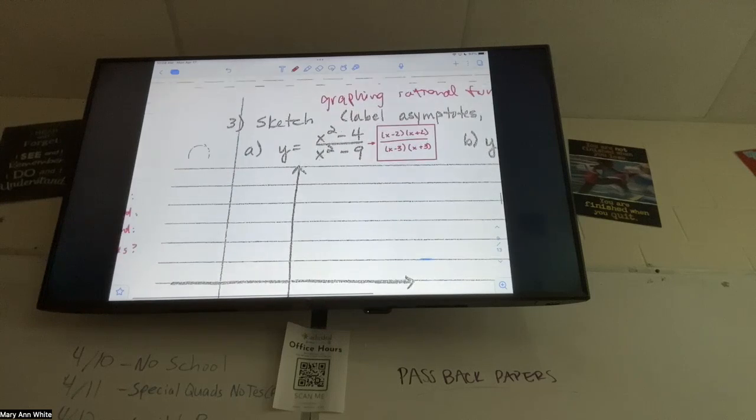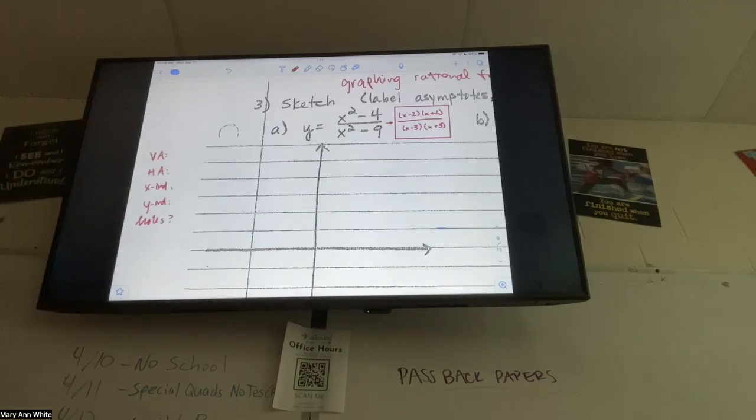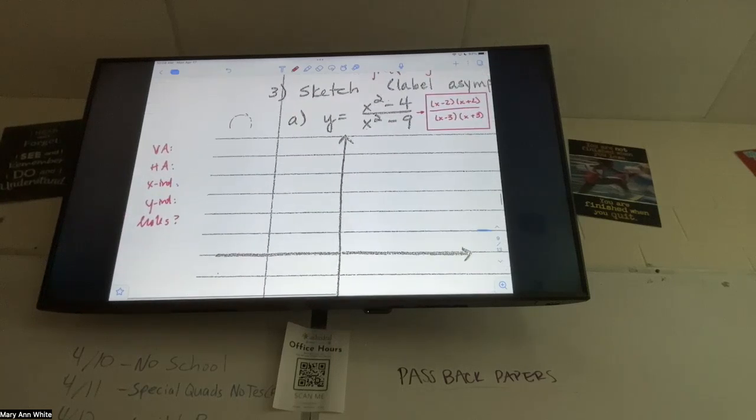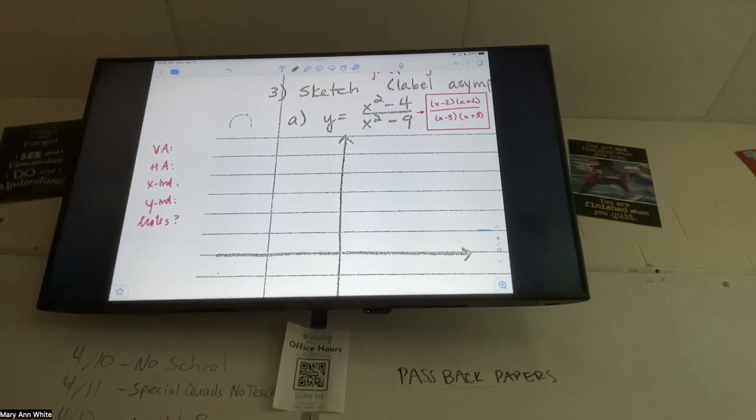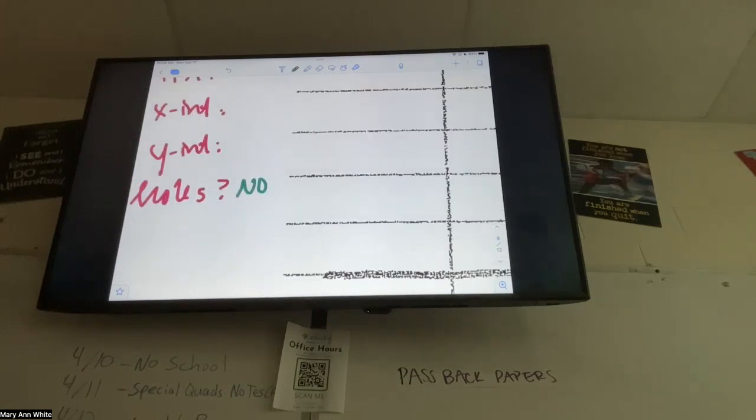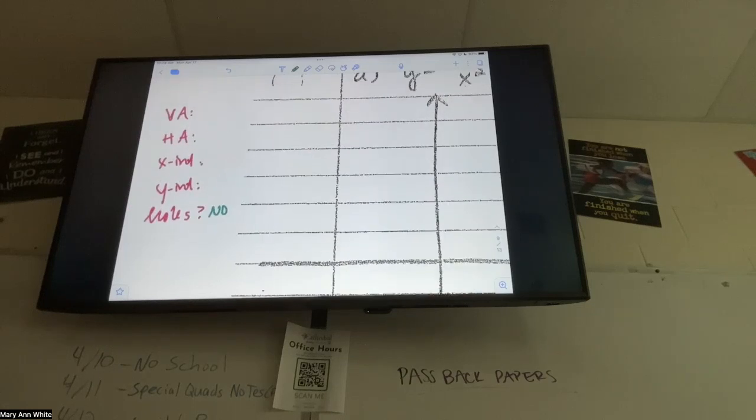All right, so now we're going to use that to find our VA, X and Y intercept and if there are any holes. One of these has to deal with the fact that we have canceled terms. Which one of those would we use if we canceled anything out? Yeah, Ava, the hole. So do I have any holes here? No. So I'm going to say nope or none, or you can even just cross it out and pretend like it doesn't exist. It doesn't matter to me.